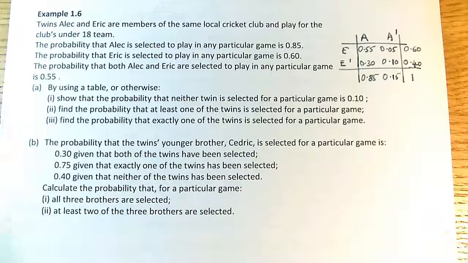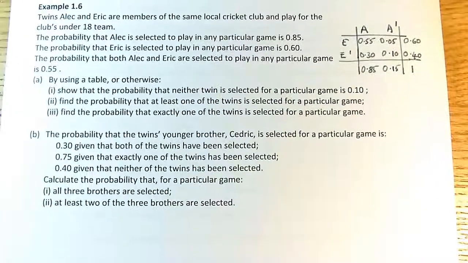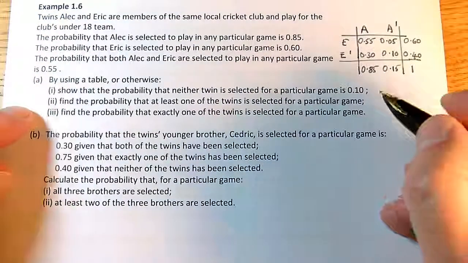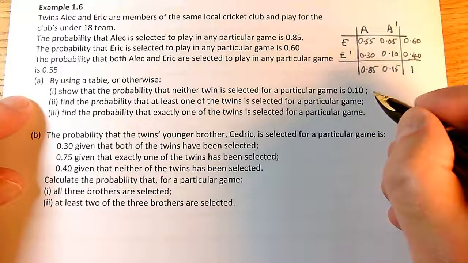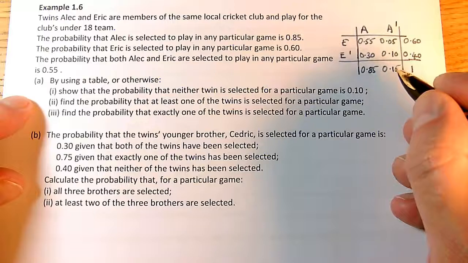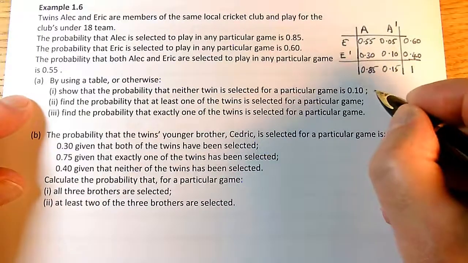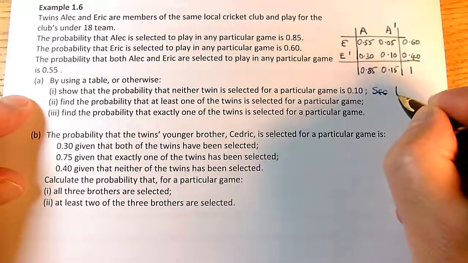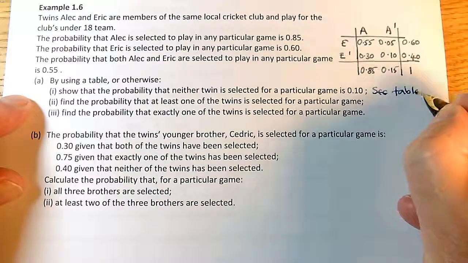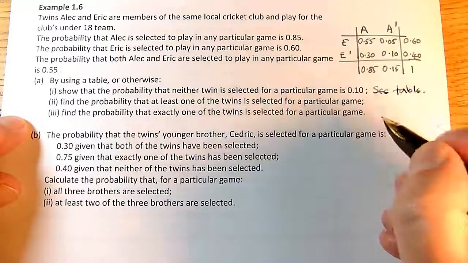So you would do this separately on file paper, or in your booklet, or use the space at the bottom, but I want you to be able to see the questions at the same time as my answers, so I'm going to be very evil and write down the answers next to the questions. The probability neither is selected is 0.10, so this is actually just from the table. The table is sufficient working for that, so that's okay.